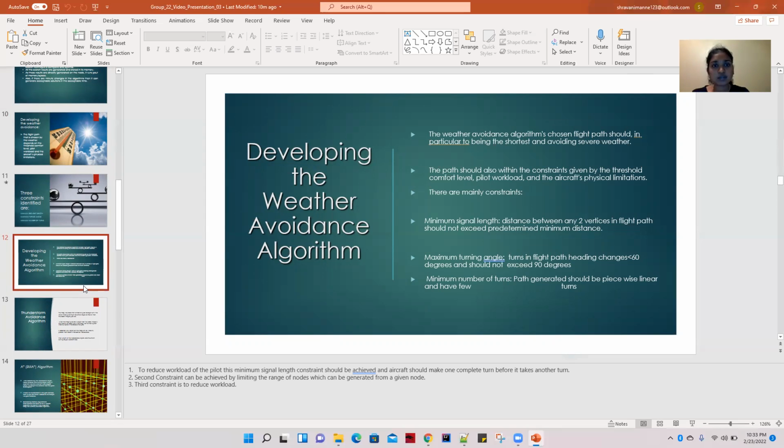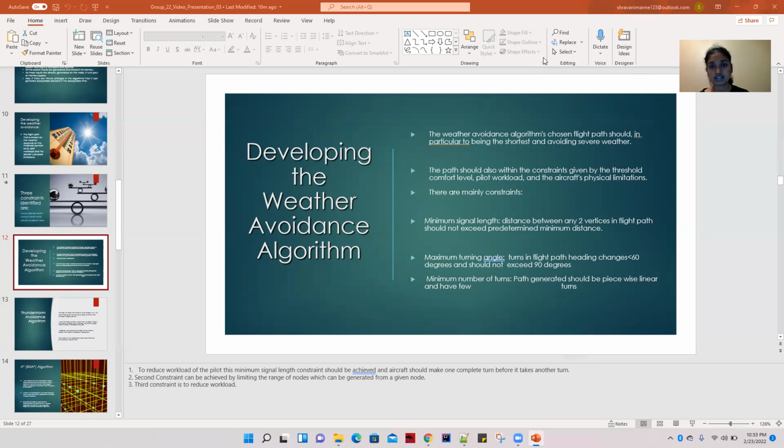I'm going to explain about the weather avoidance algorithm. In this, the flight path chosen is the shortest one which avoids the severe weather. Then the path chosen here must satisfy the three constraints given by the threshold comfort level, pilot workload, and the aircraft's physical limitations.